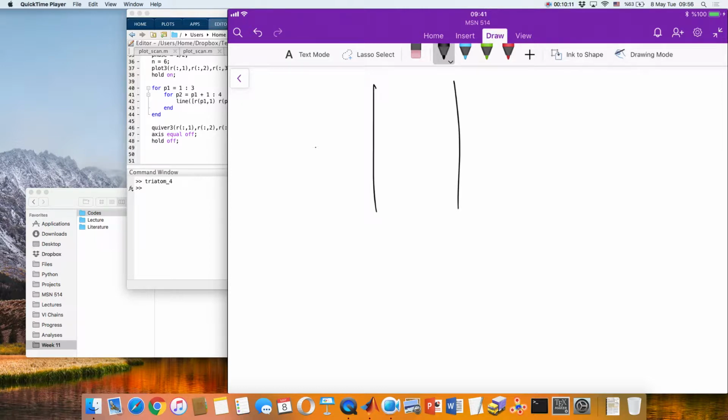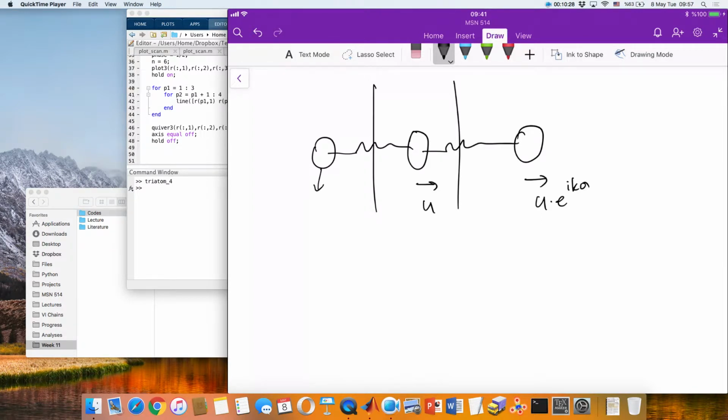So, I will call this displacement u. This one I will say that it's u times e to the ika. And this one, can you tell me what is this one? Minus, exactly. It's minus e to the minus ika.